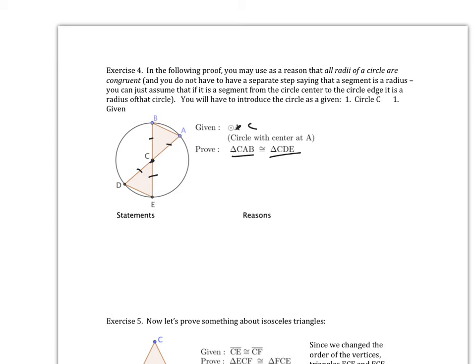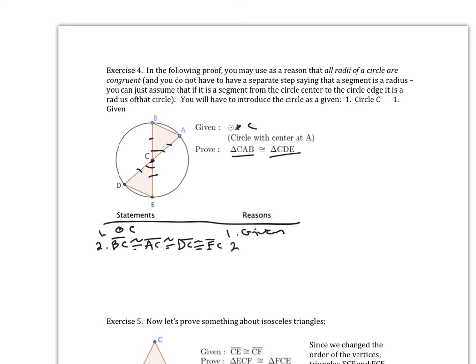Lots of congruent sides here, and these two angles, because they're vertical, are going to be congruent. So we have one that we have to introduce that we have circle C, and that's a given. And the reason is we need to establish that C is the center point, otherwise we can't use radii. Okay, now we can have that BC is congruent to AC is congruent to DC is congruent to EC. The reason: radii of a circle are congruent.